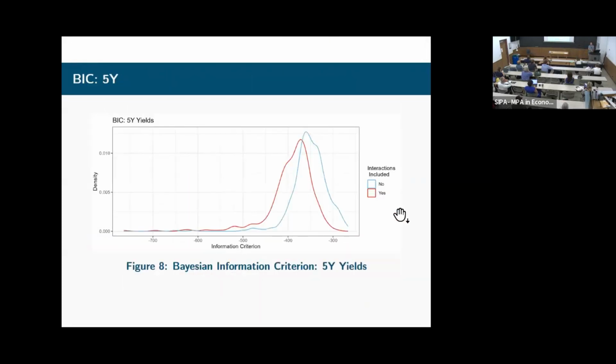So this is the Bayesian information criterion for five variables. And as we know, the Bayesian information criterion has a tendency to select more sparse models. So it is kind of in favor of selecting fewer variables. And as you can see, lower means better fitting. So here again, if we include interaction, the model fit is better than the case that we do not include the interaction variables.